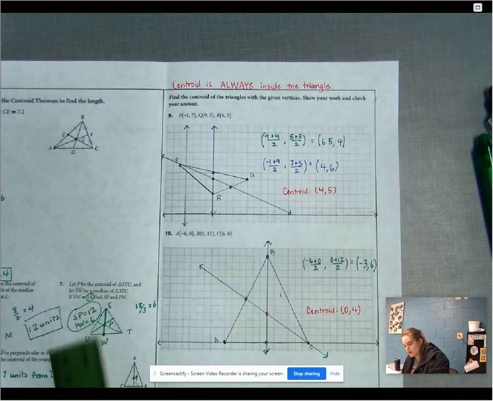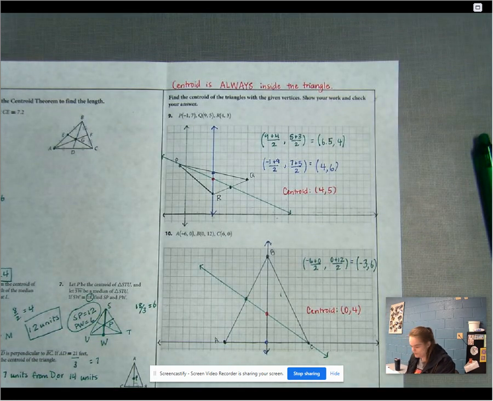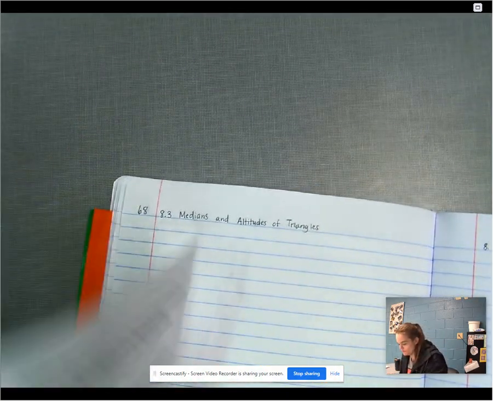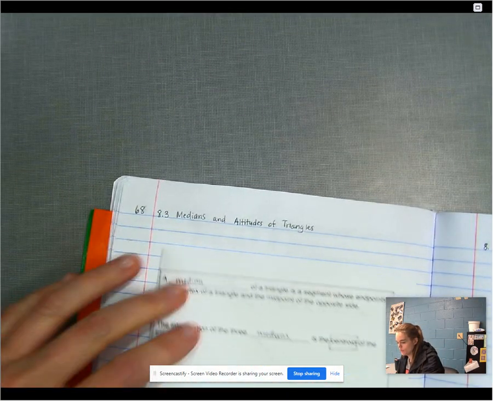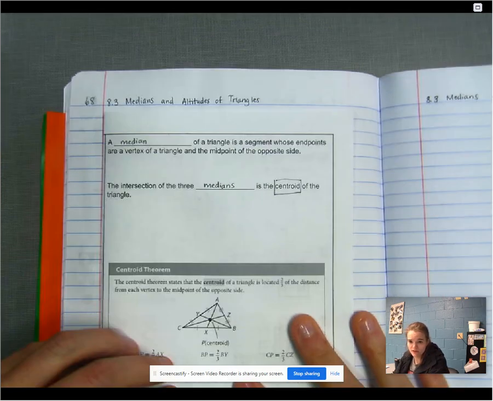Circumcenter was not. Alright, we're going to glue this in the notebook on page 68. We'll talk about the last triangle congruence later. Tomorrow, glue this in on 68, and we will talk about that then later.